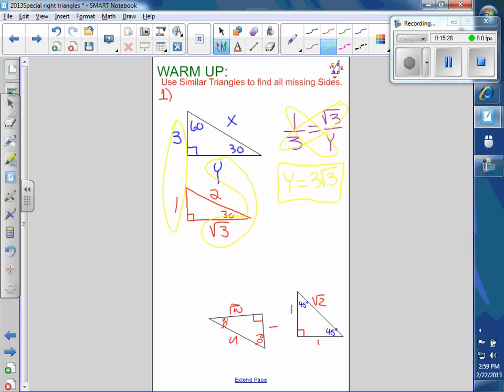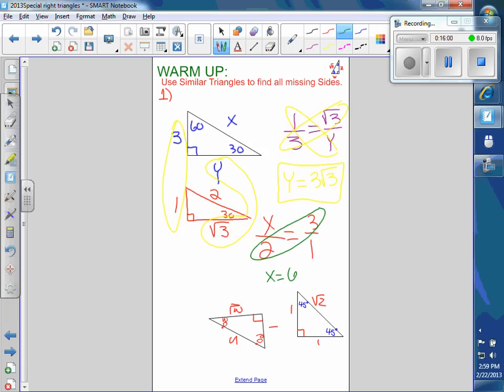Right, so I haven't gotten x. So Natalie, if I want to get x, I've got to compare x to what? x compares to 2. So we have to pick another value. How about 3 to 1? I'm using 3 to 1 because it's easier than using the ones with square roots. Does that make sense? Then I just cross multiply, and I get x is equal to 6.